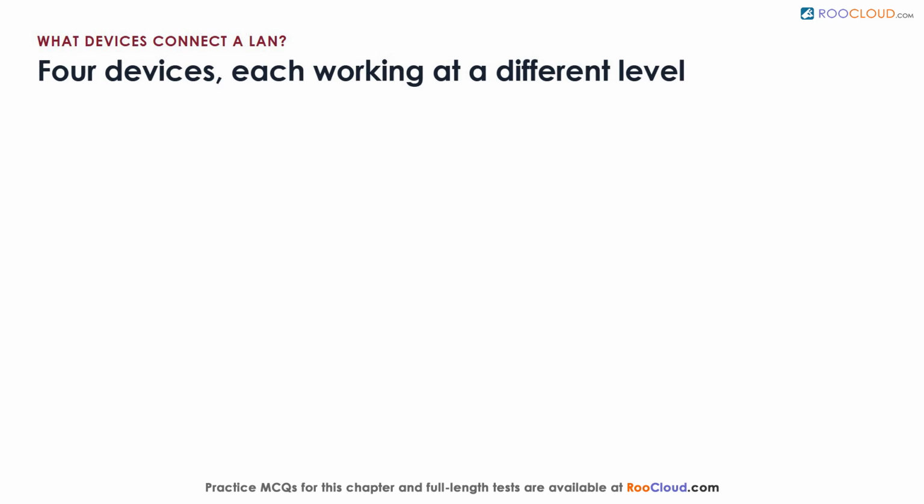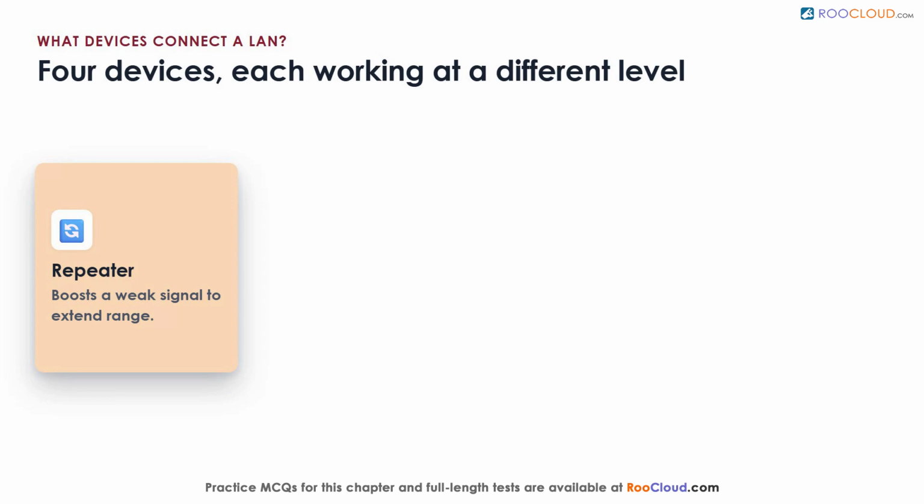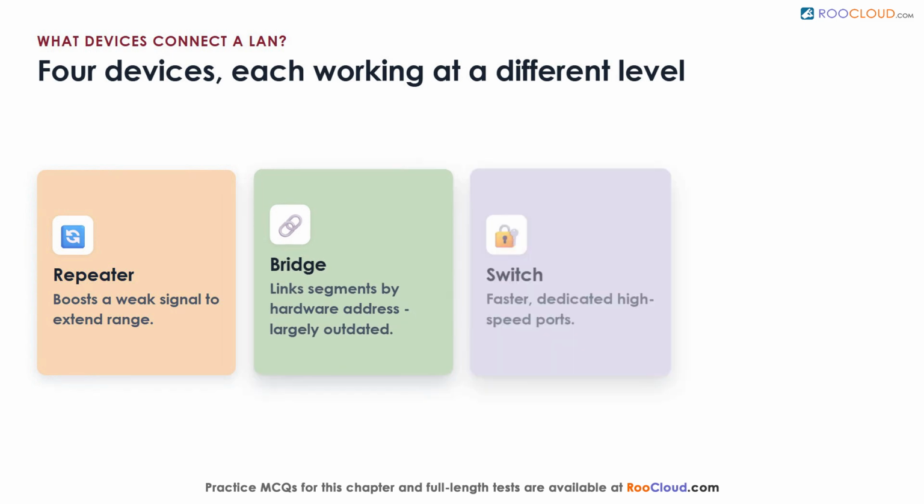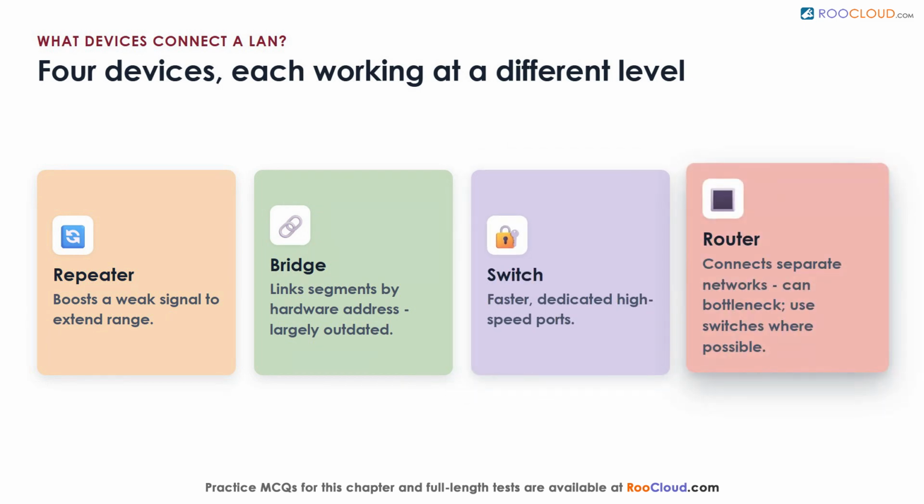So what connects a local network together? A set of devices, each working at a different level. A repeater simply boosts a weak signal to extend the range. A bridge links two segments using hardware addresses, though it's largely outdated now. A switch does that job far more efficiently, with dedicated high-speed ports. A router connects separate networks and makes smart decisions using network addresses. Routers can become bottlenecks since they examine every packet. So place them carefully and lean on switches where you can.